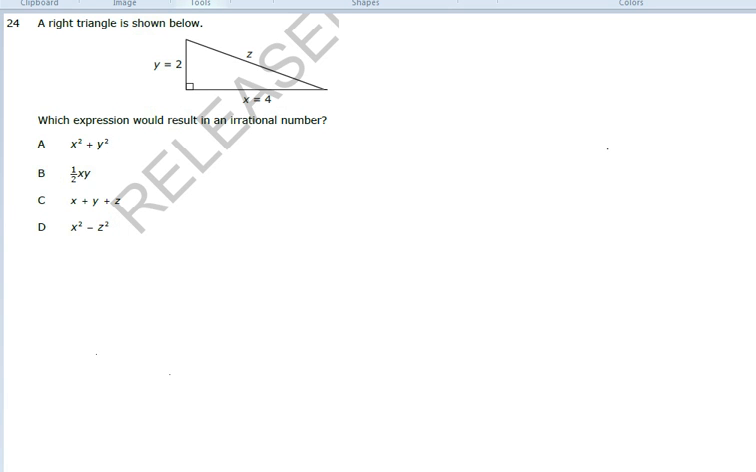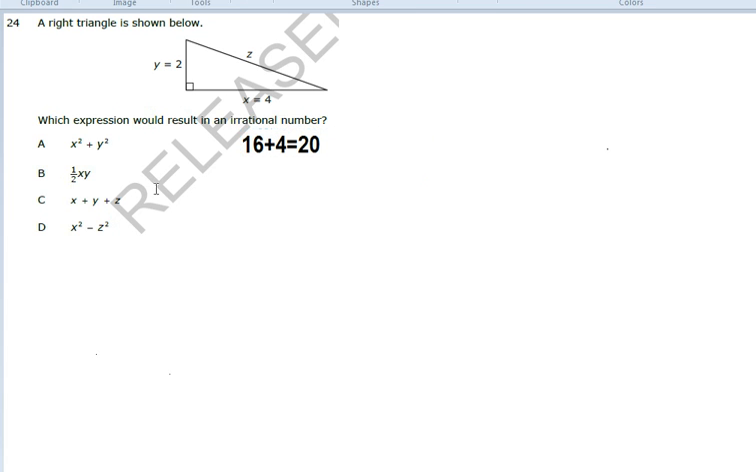Pi is the most famous irrational number. So, x squared plus y squared. X squared, that's 4 squared is 16. 16 plus y squared, which is 2 squared, that's 4. That's going to give me 20. Is 20 rational? Yeah, it's rational, not irrational. So it's not A.